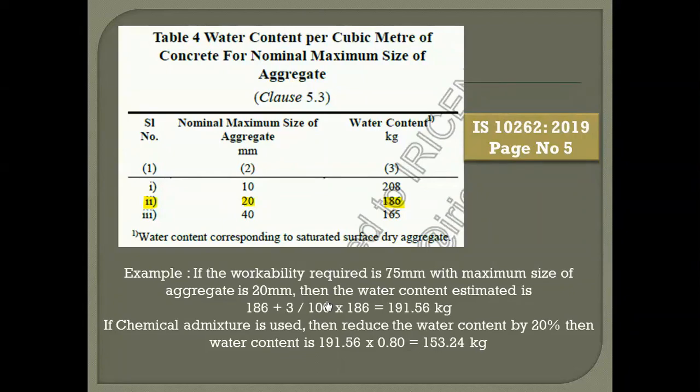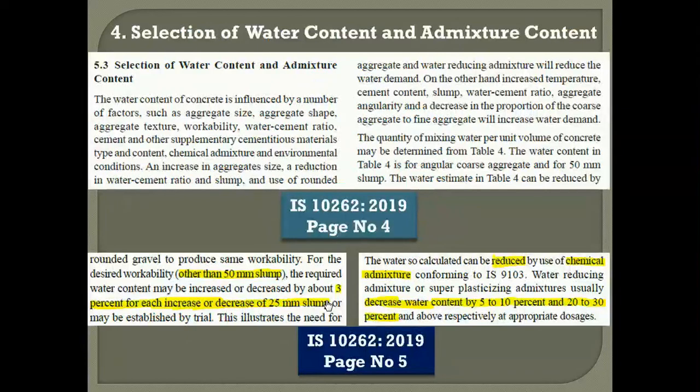If we are not using chemical admixtures at all, then whatever the water content that is obtained after increasing by 3%, that is enough. That is, 191.56 kg or liters only will be enough. If you are using chemical admixtures, then you have to reduce by some percentage, either 5 to 10% or 20 to 30%. So this is how we do the calculation of water content.